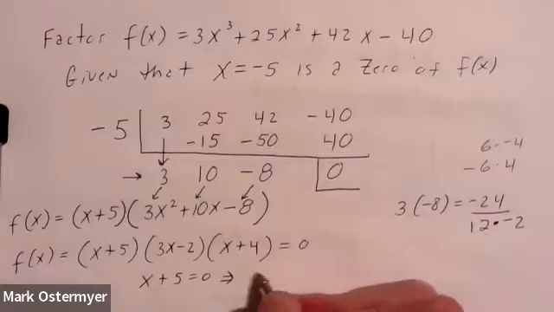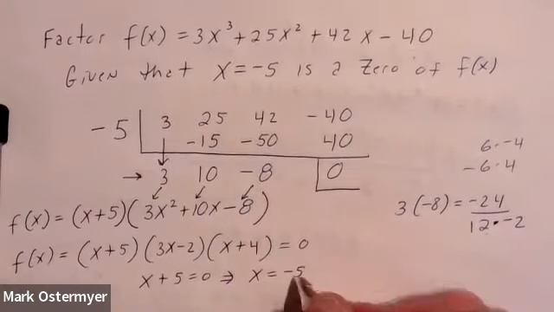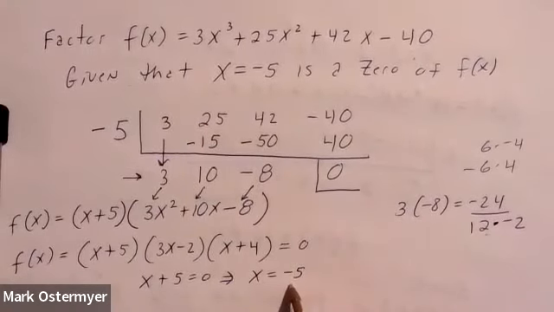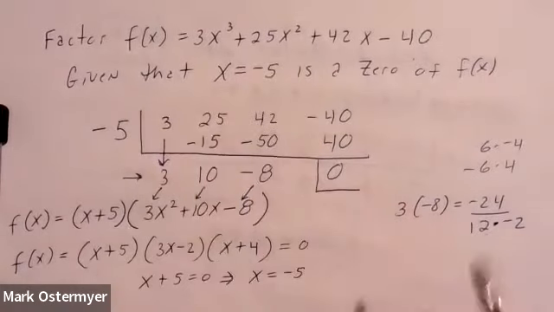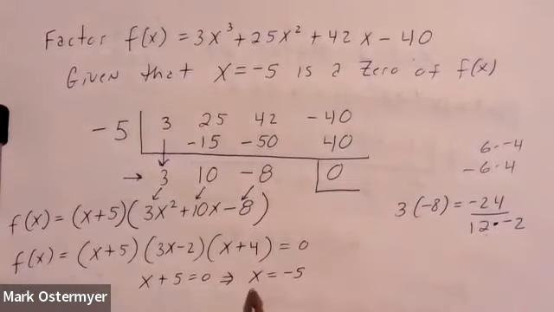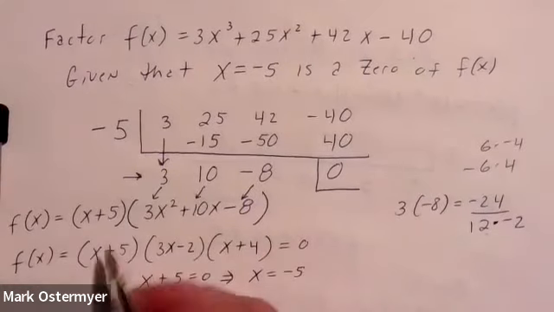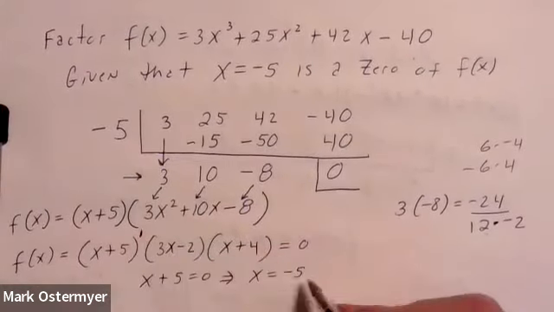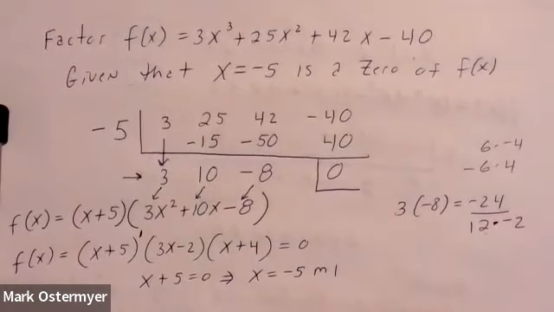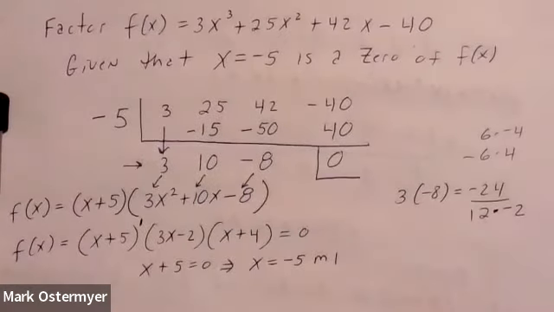Well, solving this equation, we get x equals negative 5. That's a 0. We've known that. We were told that. What's the multiplicity of this 0? Well, it came from this factor that's raised to the first power, so its multiplicity is 1, meaning it occurs only 1 time as a 0.